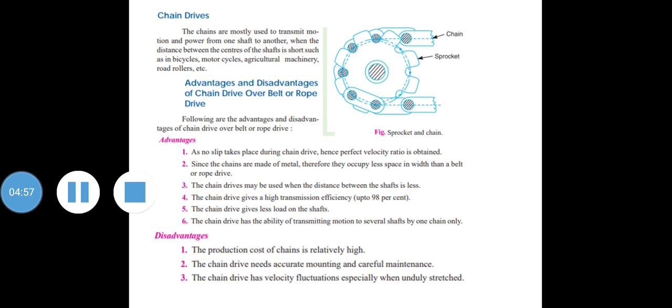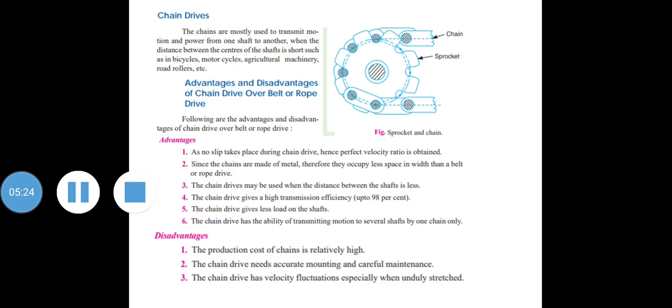Third, the chain drive may be used when the distance between the shafts is less. The fourth is that the chain drive gives a higher transmission efficiency, up to 98%. Next, the chain drive gives less load on the shaft, and the last, the chain drive has the ability of transmitting motion to several shafts by one chain only.